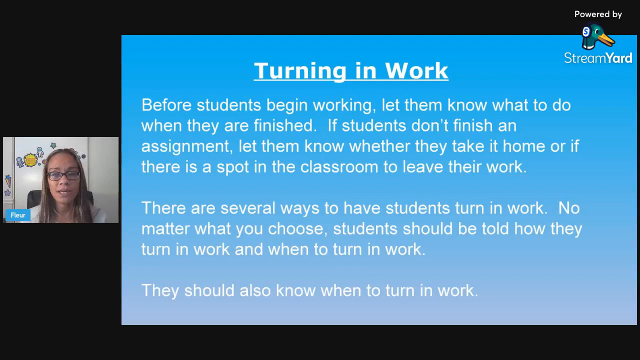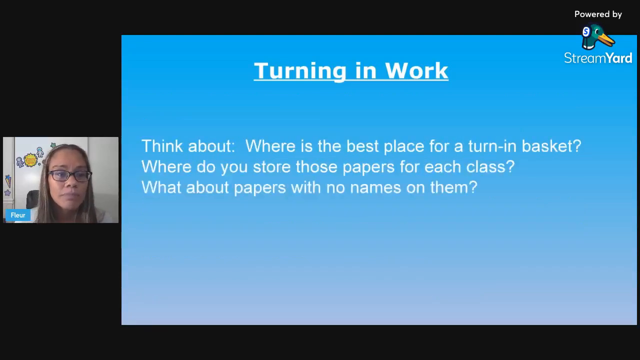And when? Do they get up anytime during class, even while you're teaching? Or is there specific times, like at the end of class or when they're working? So things to think about: where is the best place for a turn-in basket? Where do you store those papers for each class? And what about papers with no names on them? I already have one.